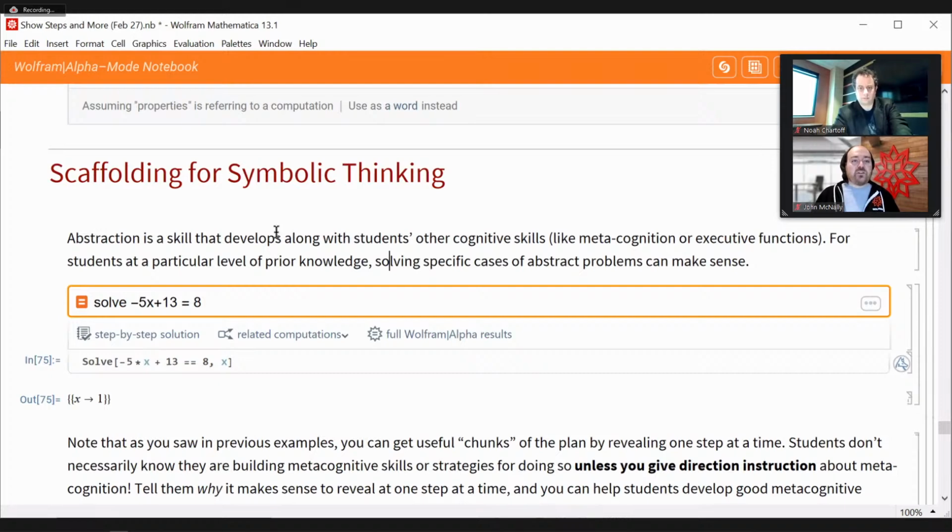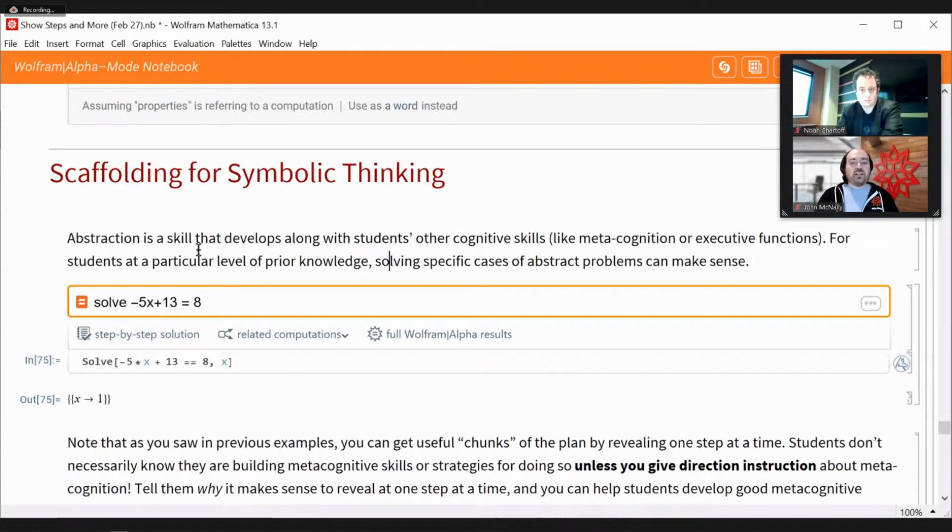So the other thing that we want to do is scaffold for symbolic thinking, right? Just like metacognition, just like various executive functions, like being able to have a little bit more intentional control about where you're directing that spotlight that is your attention. Abstraction is another skill that we're aiming to help students develop, right?